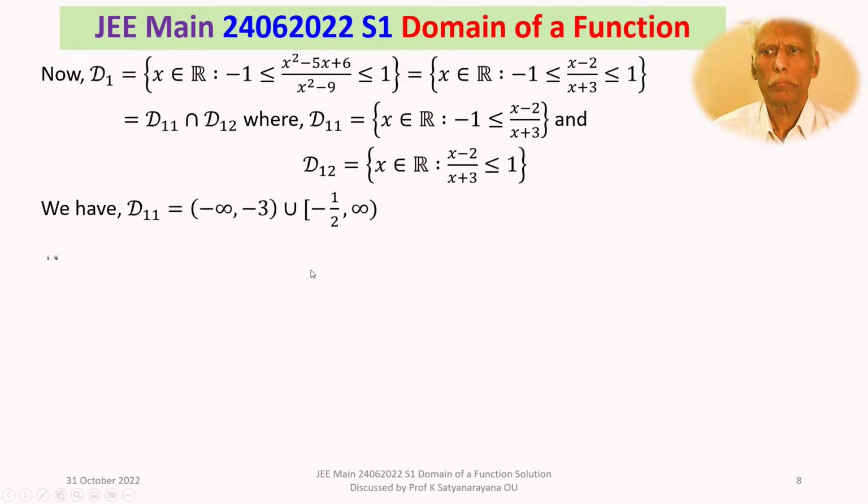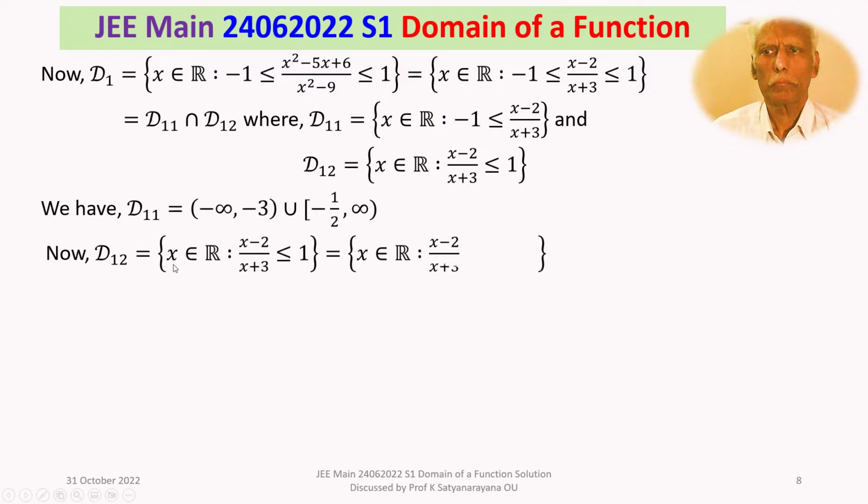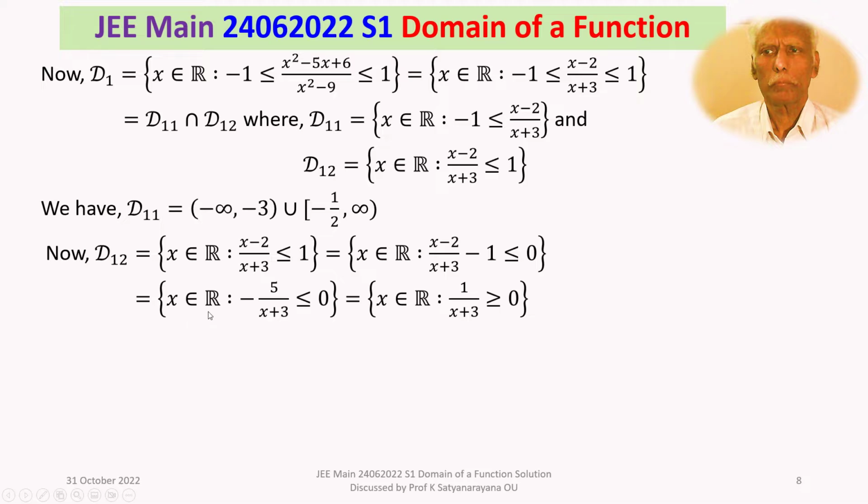D12 is the set of all x belonging to R such that (x - 2)/(x + 3) ≤ 1. Then bring that 1 to the left-hand side. We get (x - 2)/(x + 3) - 1. Simplify. We get the set of all x belonging to R such that -5/(x + 3) ≤ 0.